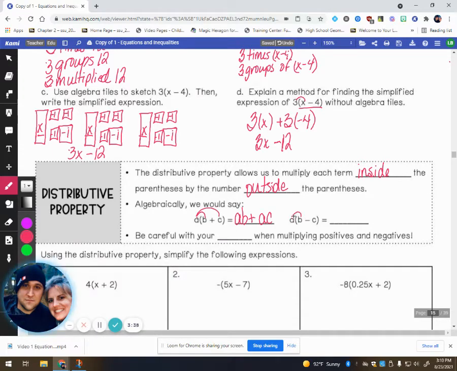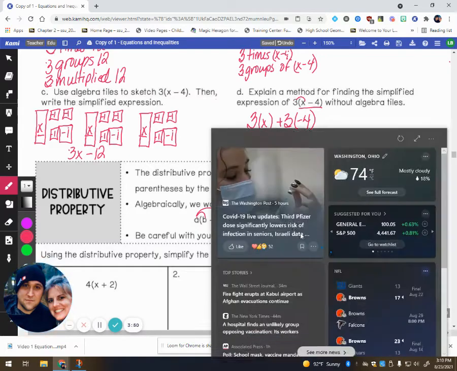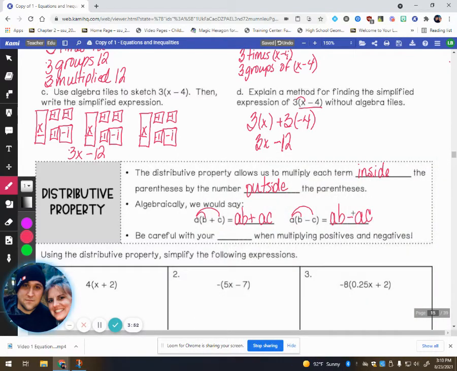I'm going to do the same thing here again. So a times b is just ab. A times a negative c is negative ac. Here we had a positive times a positive, so it remained positive. But if we have a positive times a negative, it becomes a negative. So we've got to be careful with those signs when we multiply positives and negatives.